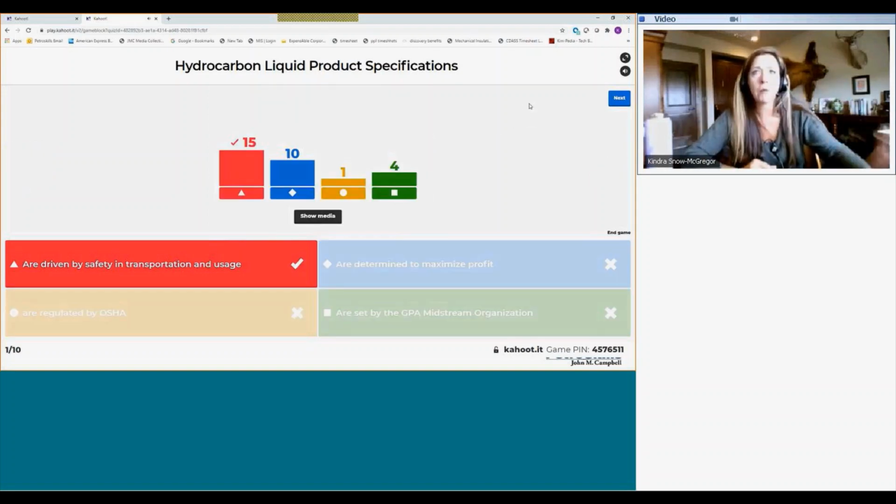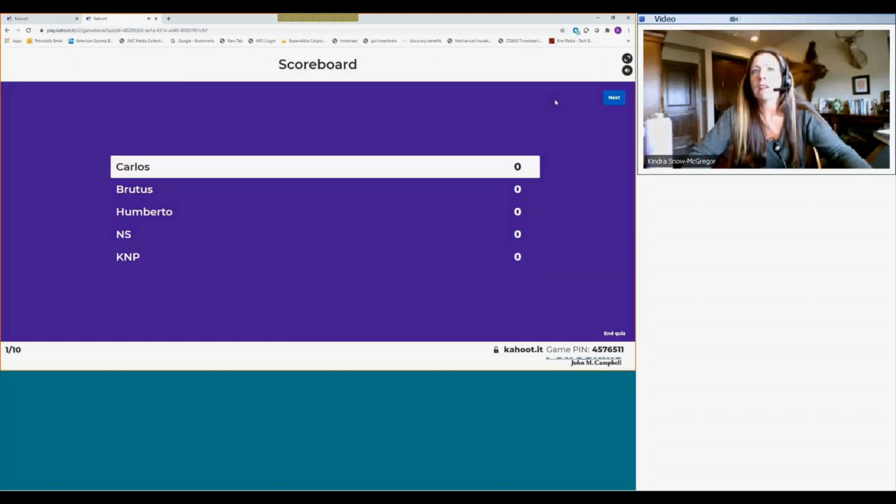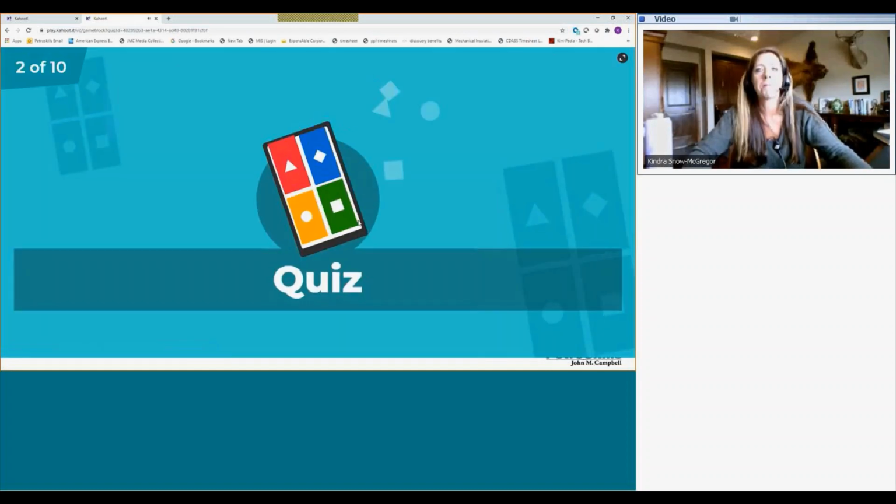All right, my hydrocarbon liquid product specifications are driven by safety in transportation and usage. And so that's what drives those specifications. Carlos is in the lead.